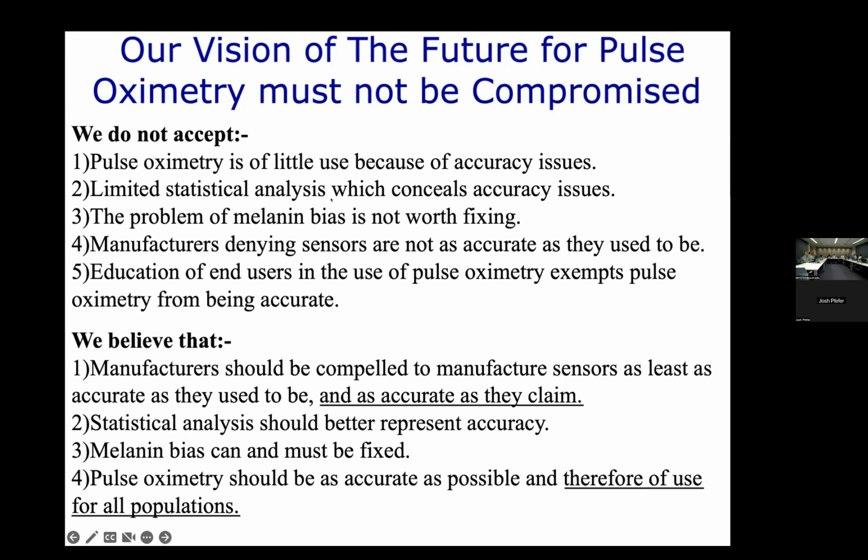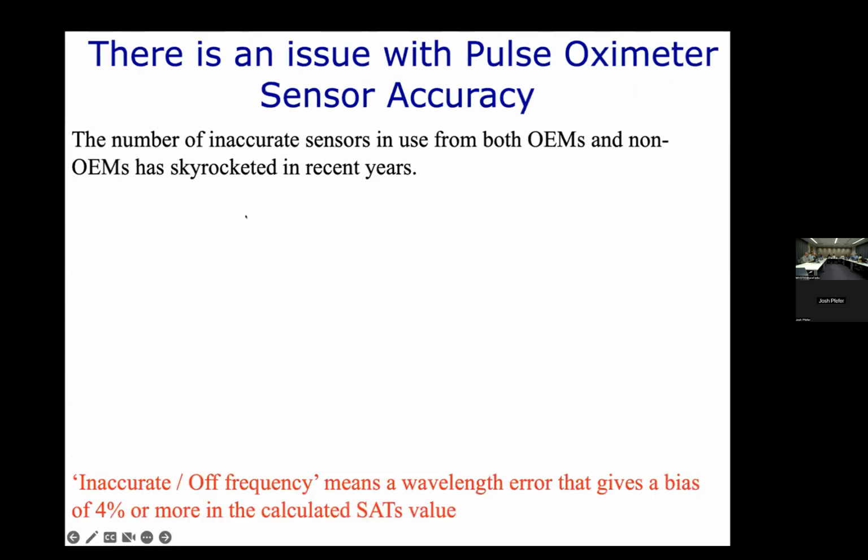We believe that manufacturers should be compelled to manufacture sensors at least as accurate as they used to be and as accurate as they claim. Statistical analysis should better represent accuracy. Melanin bias can be fixed and must be fixed. Pulse oximetry should be as accurate as possible and therefore of use for all populations. Are we missing one off the bottom? No, that's it. Next slide.